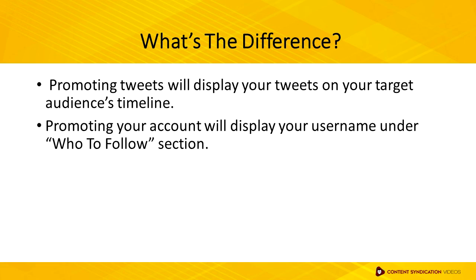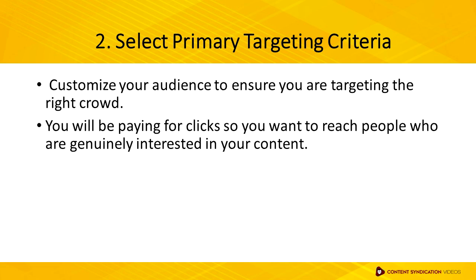My recommendation is for you to select promoting tweets, as this will help to promote your content and generate traffic towards your favor. The second step is to select your primary targeting criteria. This step is to customize your audience to ensure you are targeting the right crowd. Remember, you will be paying for clicks, therefore you would want your message to reach people who are genuinely interested in your content. You can target your campaign by interest or followers as well as keywords.